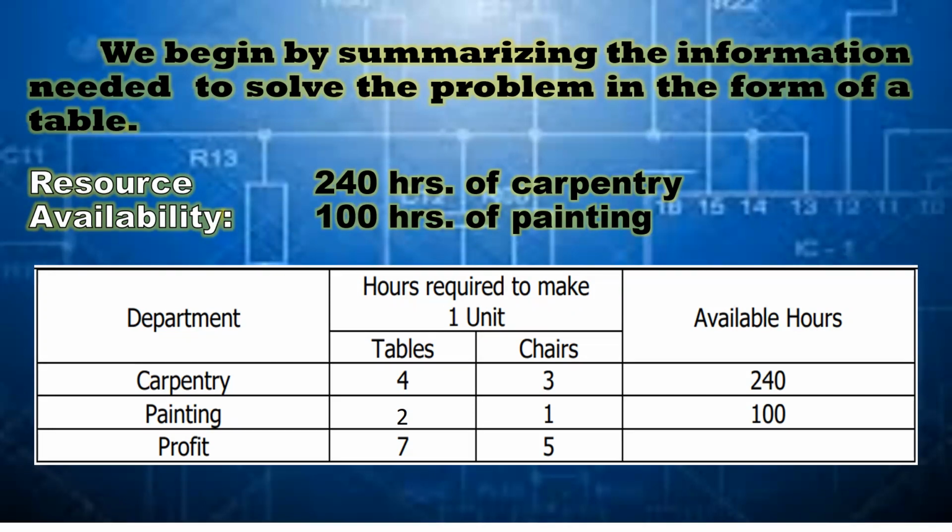In the painting department, to paint one table, it requires 2 hours of labor. And to paint one chair, it requires 1 hour per unit. And the available hours is 100. So if we sell the table, for every 1 unit, the profit will be 7 pesos. And for the chair, for 1 unit, the profit will be 5 pesos.